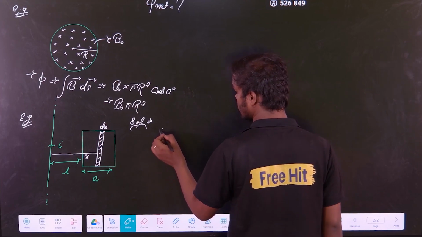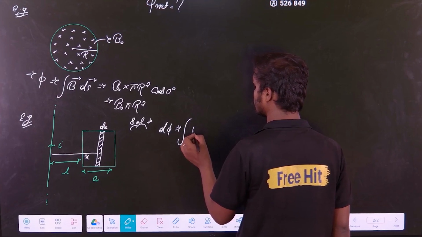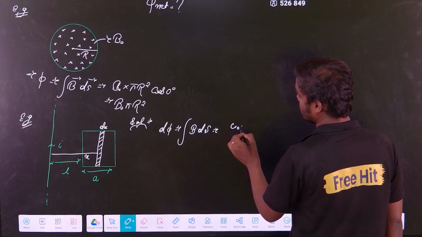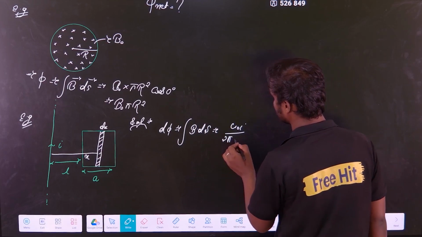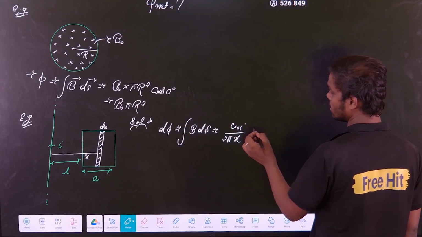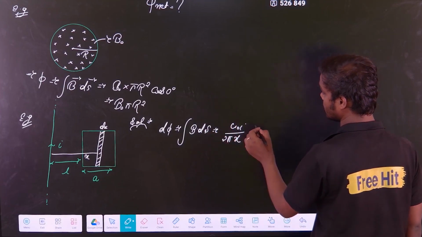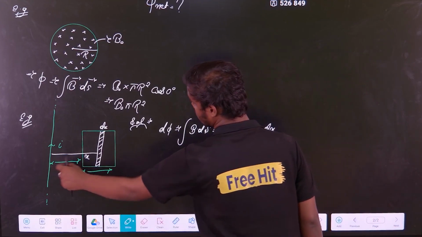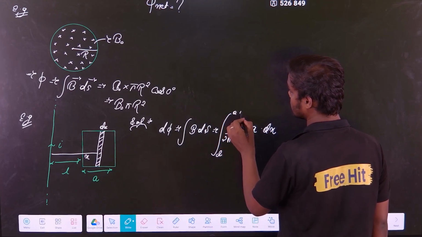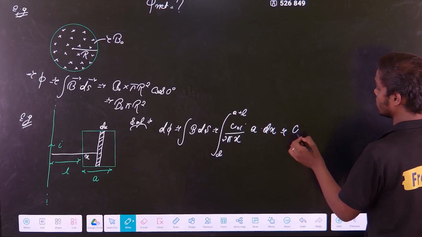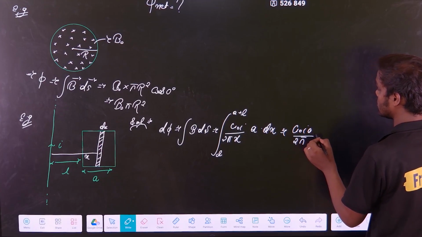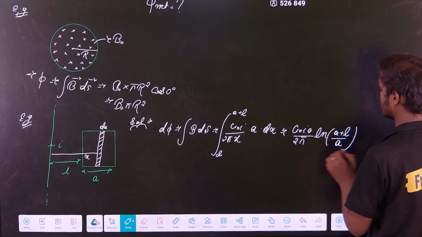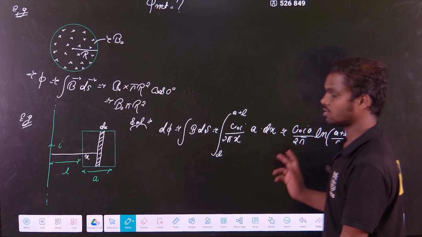We will write the magnetic field. The flux, small d phi, is equal to integration of B dot ds, correct? And B is mu naught I upon 2 pi x, into the area, which is the length a into dx. The integration is from L to a plus L. So when you integrate, you will get mu naught I a divided by 2 pi into ln of (a plus L) divided by a. Okay, this is the answer, correct?